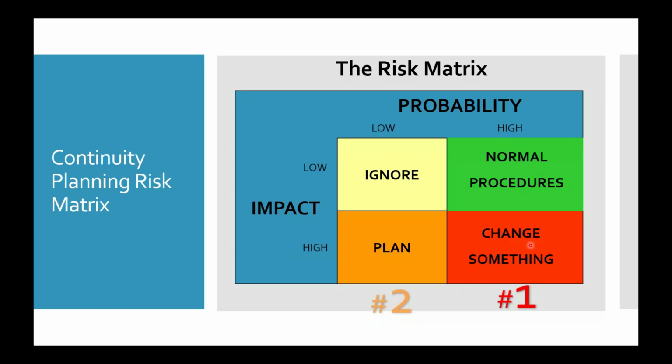The number 2 thing we want to focus on are things that are high impact, but lower probability. Lower probability events are the ones we want to plan for. If it's highly likely to happen and it's high impact, we got to make changes. So let me jump into that and tell you what I'm talking about.